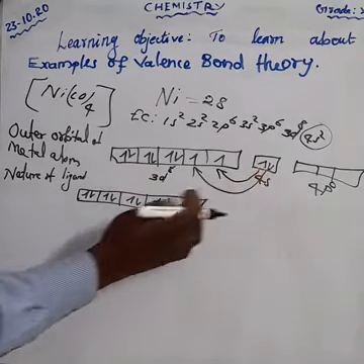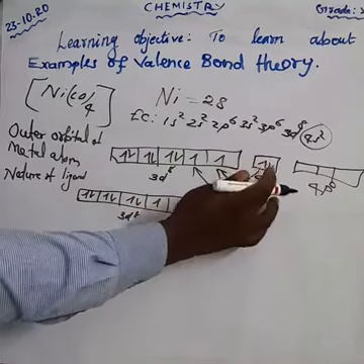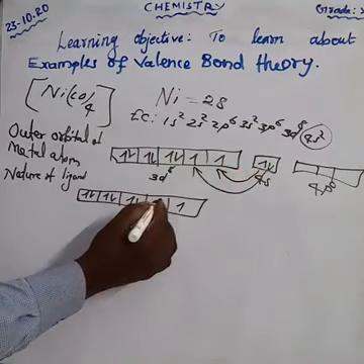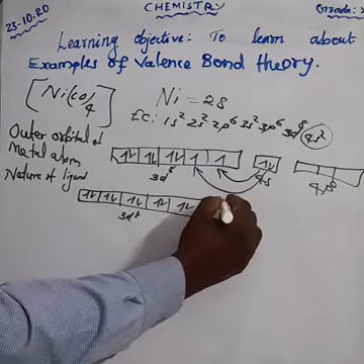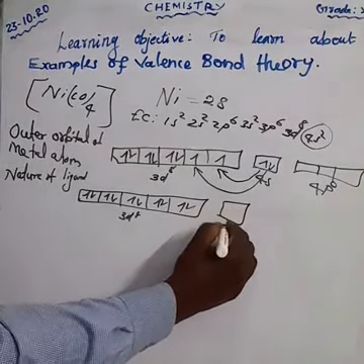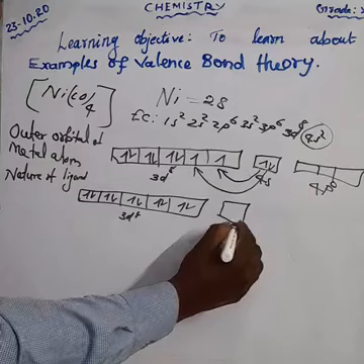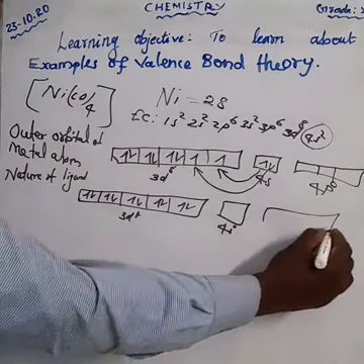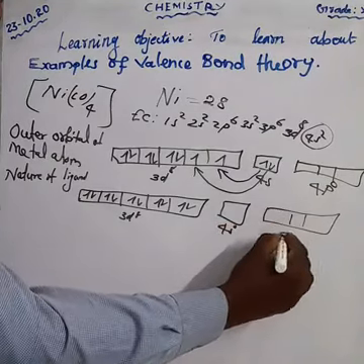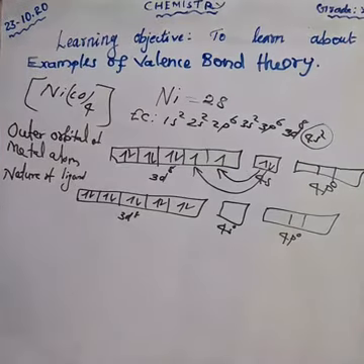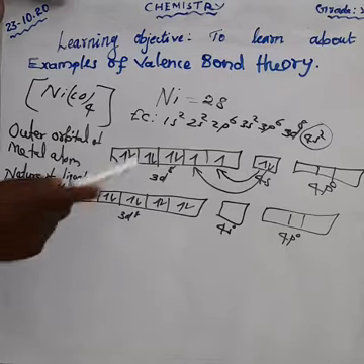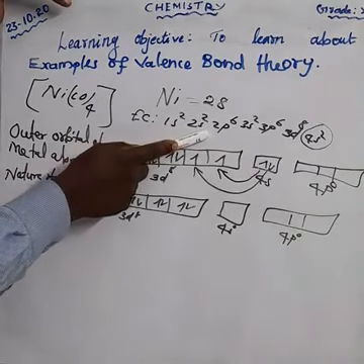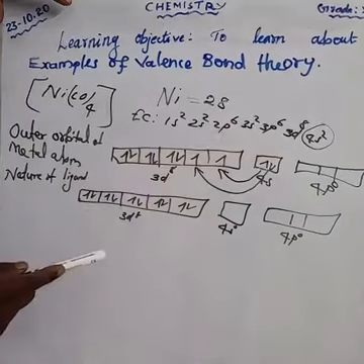The two electrons from the 4s will also be attached here. So 4s has some vacancy: 4s has 0 electrons and 4p also 0. Can you understand? I told you that the electronic configuration of nickel is 3d8 4s2.